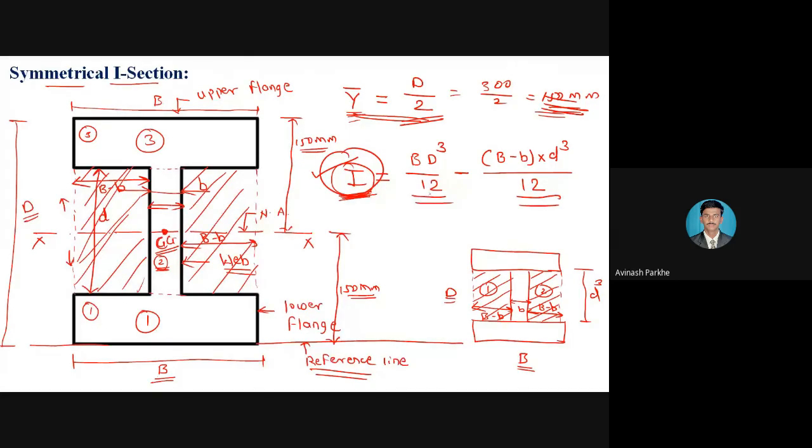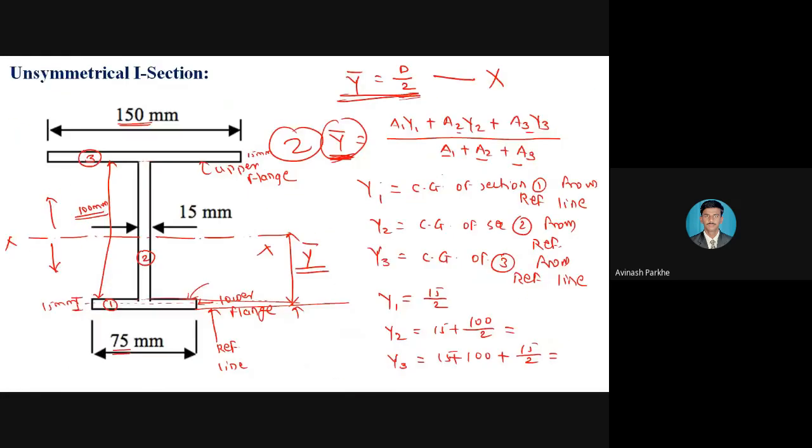Need not required to calculate y1 distance, y2 distance, y3 distance. Need not required to calculate a1, a2, a3. By using direct formula, I can calculate. Therefore, this is the basic difference between symmetrical I and the unsymmetrical I sections. Yes, everyone, have you understood this particular two concepts? Difference between unsymmetrical and the symmetrical I sections. Yes, sir.